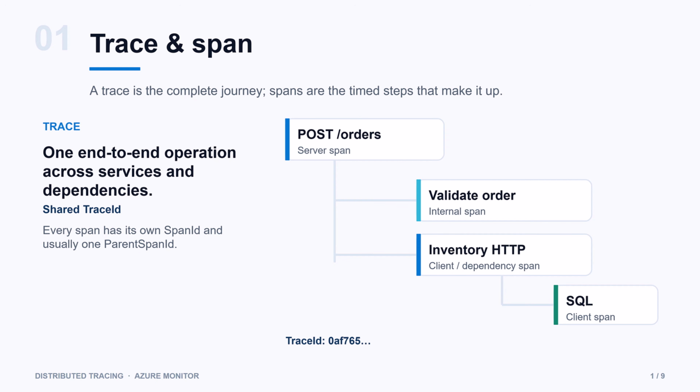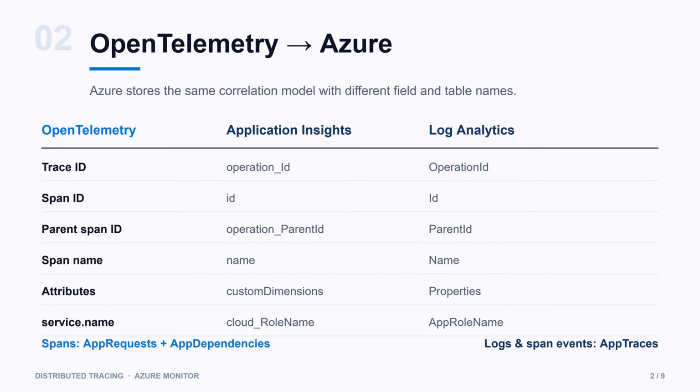The POST request here in the drawing creates a trace that consists of 4 spans: validate the order, inventory, HTTP call, and SQL call, and all these spans create a complete trace. Azure stores the same correlation model with different field and table names.